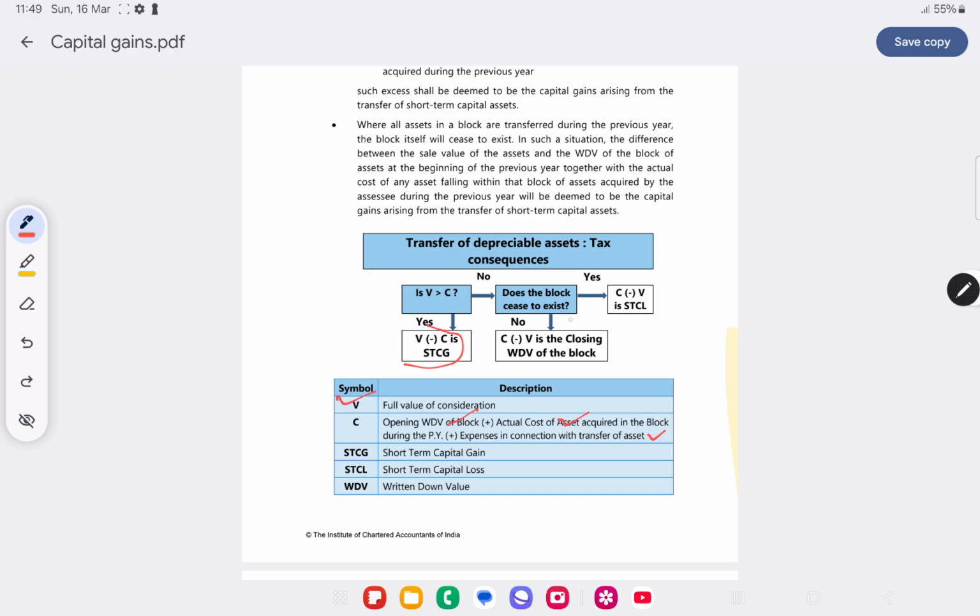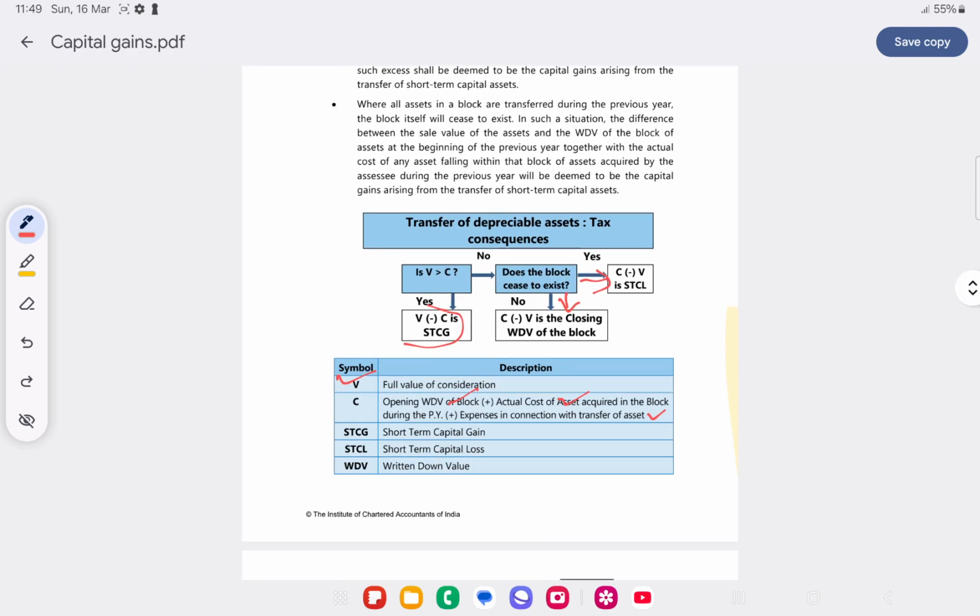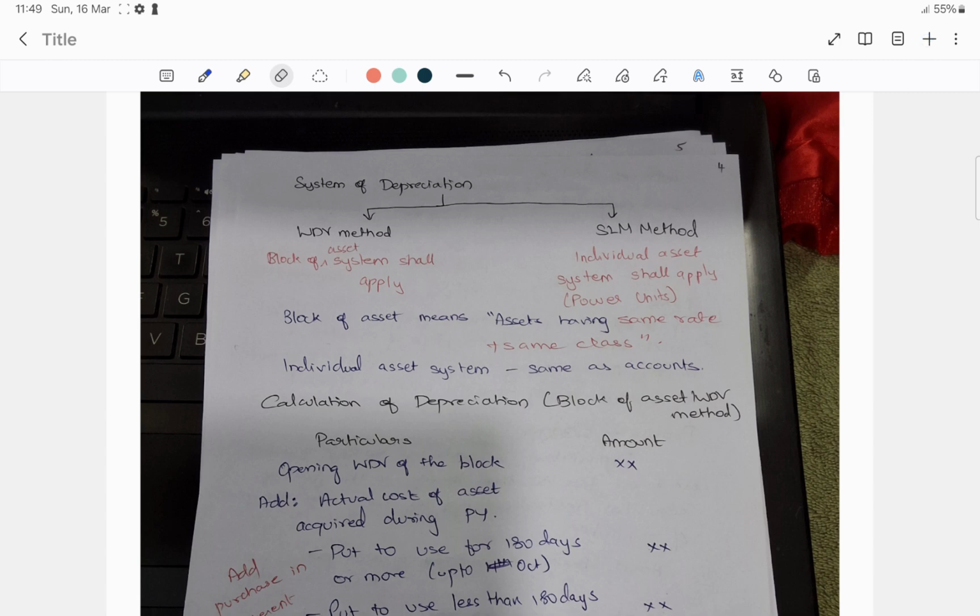Then, if we have assets in the block, depreciation shall be calculated. If we do not have assets in the block, that is the block ceases to exist, then it will be short term capital loss. To understand this in a better way, let's take an example.